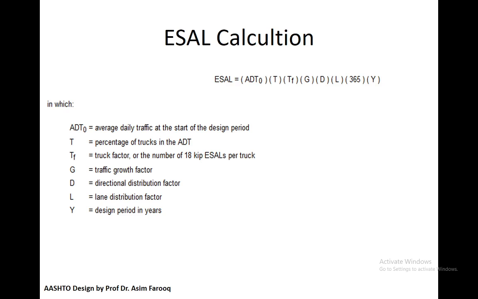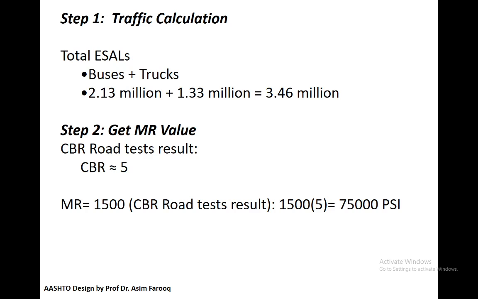This is our very first step, to determine the traffic load, or the ESAL. To derive the ESAL formula, we basically need the average daily traffic, the percentage of trucks in the average daily traffic, the truck factor as well, the growth factor in the year, the DD factor, and how much time we need to design the pavement for, and so on. So the very first step is to determine the ESAL.